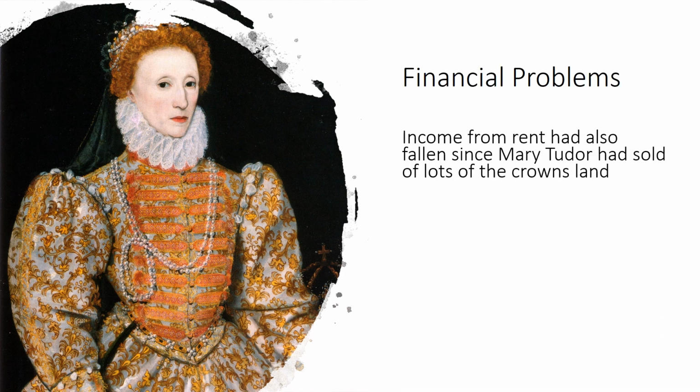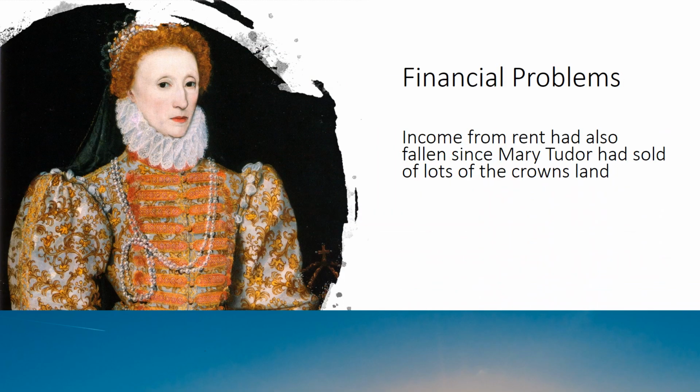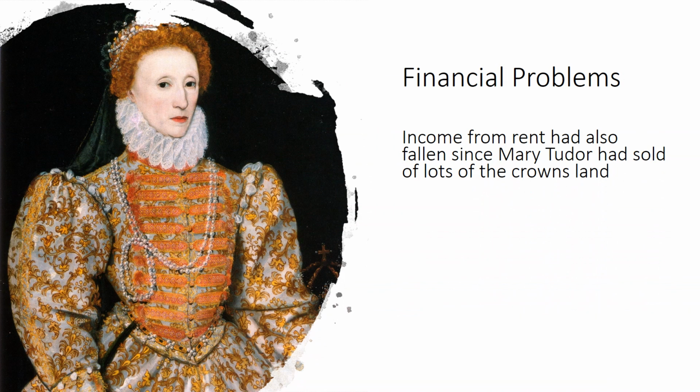There were further problems in trying to pay off these debts, because Elizabeth's sister, Mary Tudor, had sold off a lot of the Crown's land to pay for wars with France and such. So the income and the rent that was coming from those lands and that property was dwindling away. There was a picture of the countryside and of a sale sign to try and show that.